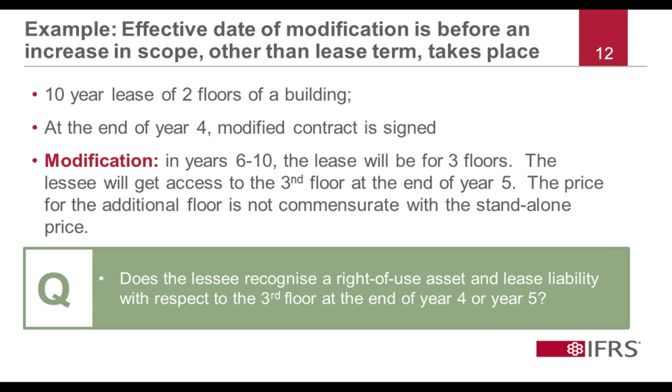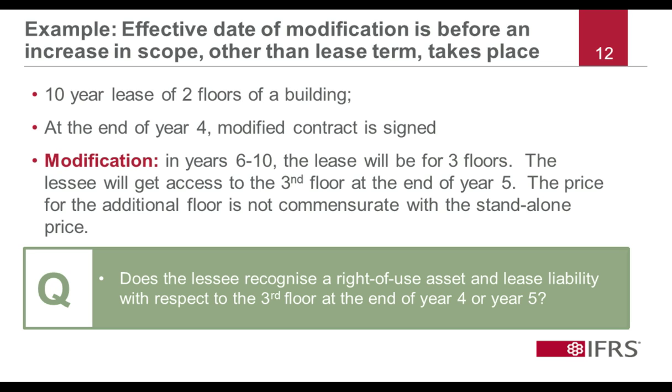Okay, next let's look at a modification that increases the scope of the lease. An example fact pattern is on this slide. In this case again, we have a 10-year lease of 2 floors of a building with a modification agreed at the end of year 4. This time, however, the modification adds a 3rd floor to the lease for years 6 to 10. The modified contract is signed at the end of year 4, but the lessee gets access to the additional floor only at the end of year 5.